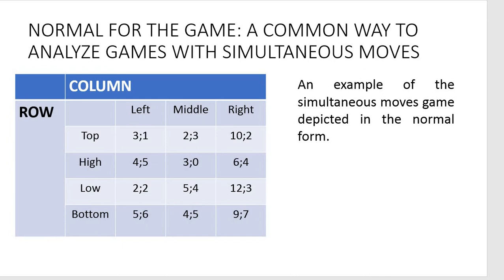Okay, so as we discussed before, normal form of the game or payoff matrix is a common way to analyze games with simultaneous moves. So in rows, you have the strategies available for the first player. In columns, you have the strategies available for the second player. The sequence of payoffs is first the payoff for the first player, then the payoff for the second player.